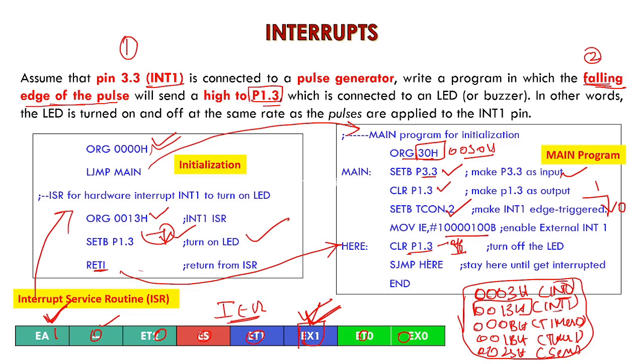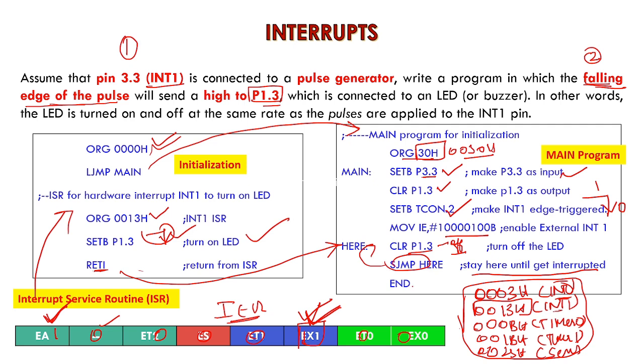Then if you go to the next line, you can see sjmp here. What do you mean by that? So it will be in the loop, right? The program enters the infinite loop, where it continuously clears 1.3, that is, turns off the LED, and waits for the interrupt. Okay, this is your looping process. So it keeps on checking for the interrupt. Whenever an interrupt comes, it will go, otherwise it will keep on checking. So it stays here until it gets an interrupt.